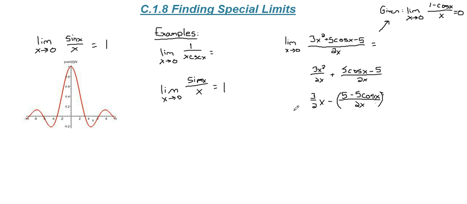Alright, we're getting there. We're going to factor out a 5 halves from this second term, a 5 in the numerator, 2 in the denominator. And as you can see, we'll have 1 minus cosine x all over x. Still have our 3 halves x on the left here. Alright, and as you can see, this matches our identity perfectly. Keep in mind we are still taking the limit as x approaches 0.